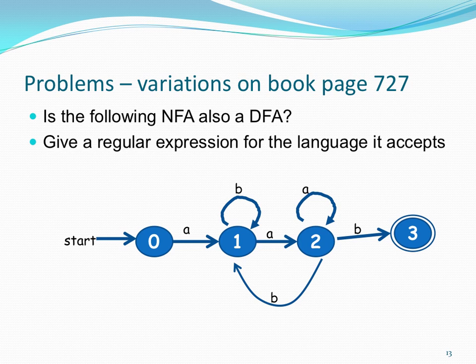Another, is this a DFA? And if you look, it should become obvious very quickly. There's no out transition for B on state 0, so since there are out transitions for B in other places, we know B's in the alphabet, not a DFA. And what language does it accept?